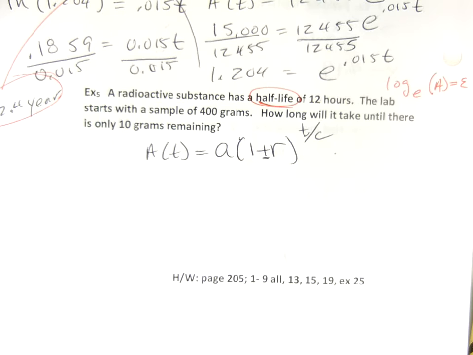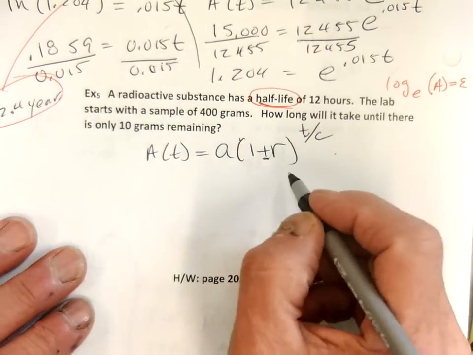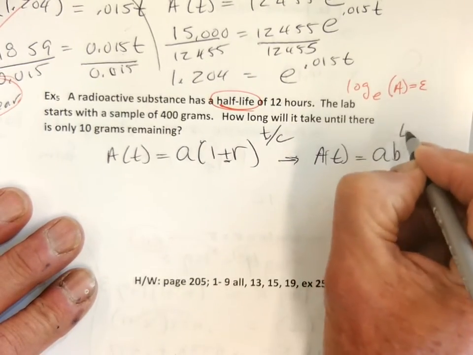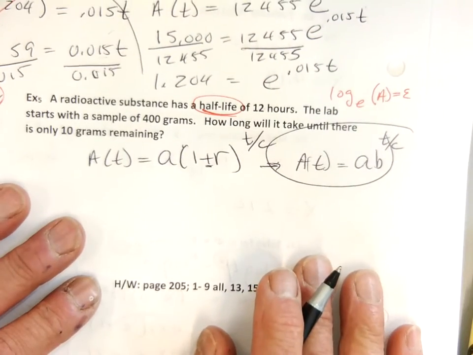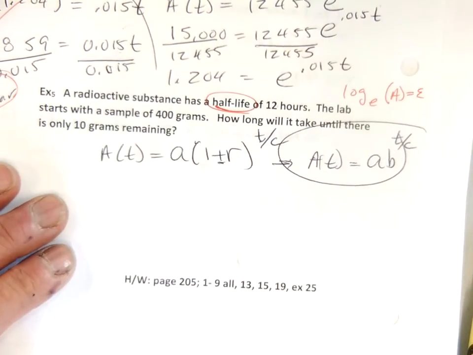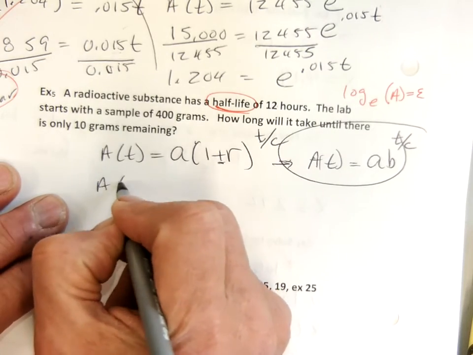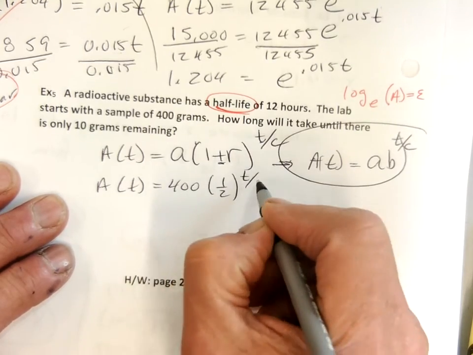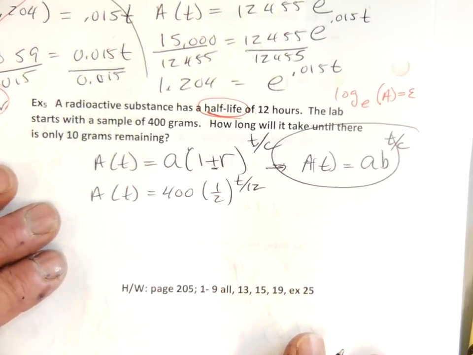Anyway, so beginning amount is 400 grams, half-life. That's my base. We're gonna put one half in here. Does that make sense? It's my rate. The rate T, we don't know T, but we know the cycle time is 12 hours, okay? So that's just half. Yeah, it's really half. Thanks, Brittany. And we could have used the A of T equals A B to the T over C. Probably a better form for this one would be that one, right? That's your rate. I got a little distracted, right? So let's go A of T equals 400, 1/2, T over 12. Okay, there's my equation.